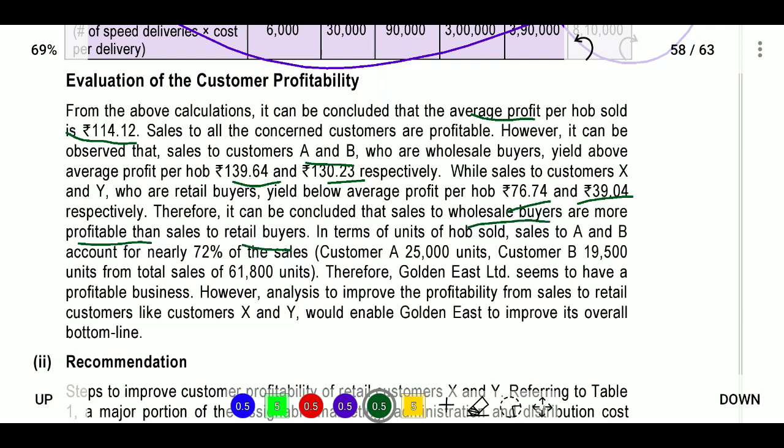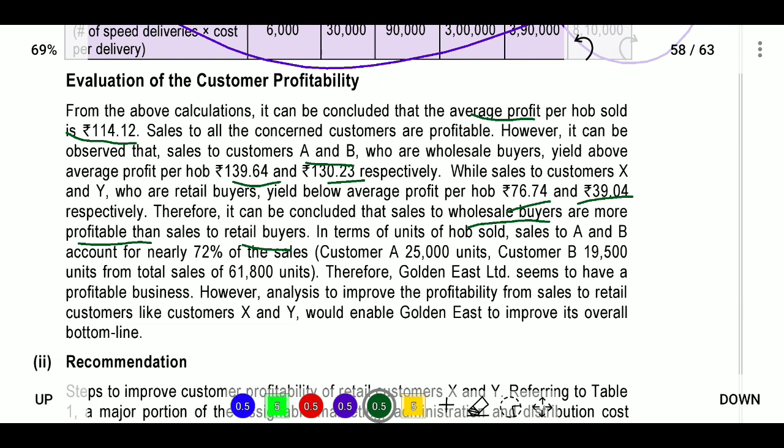It is common only here because they will buy more quantity. When you are buying more quantity, we will get more profit from there. Retail customers do not buy more. Next, in terms of units, 72% of sales of A and B were covering those two wholesalers only. Therefore, Golden East seems to have a profitable business.